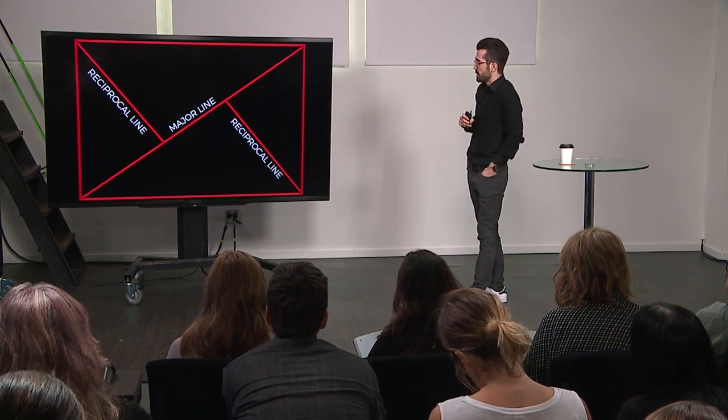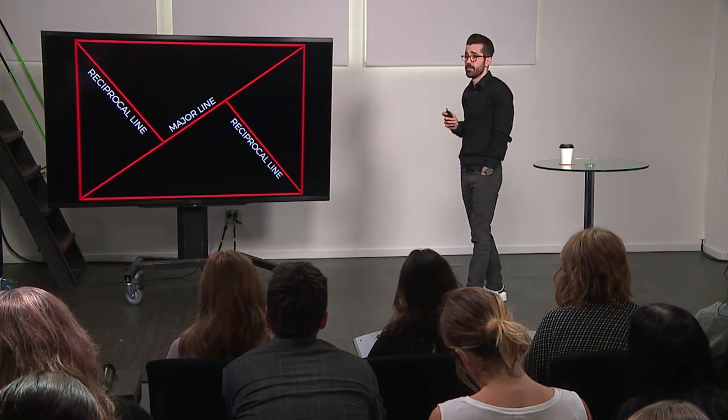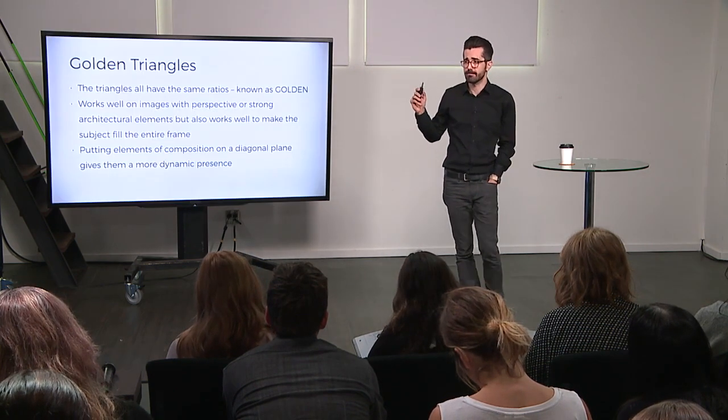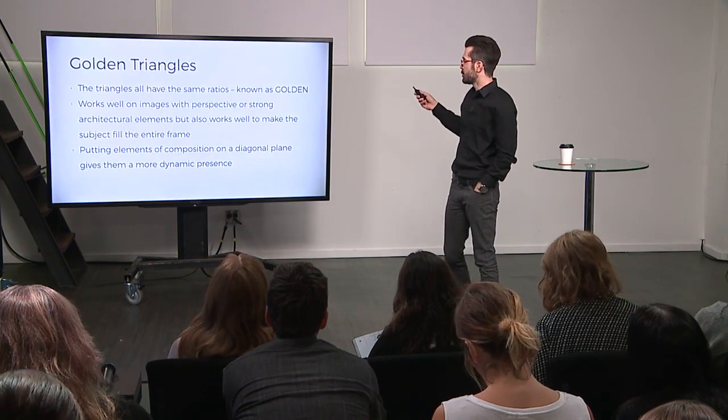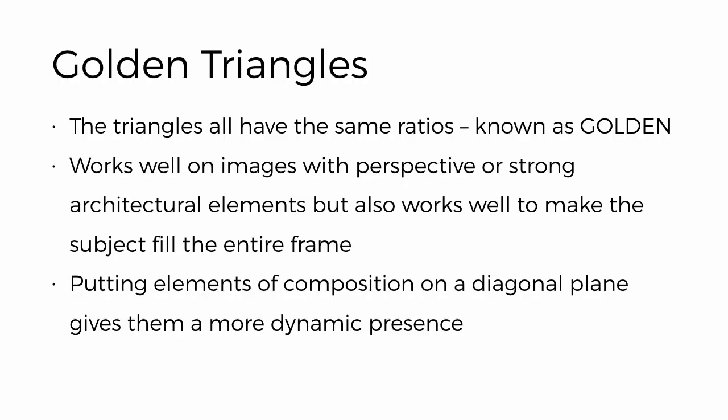Kind of looks like a really stupid envelope. So the triangles all have the same ratios. These are known as golden. And as opposed to the rule of thirds, the golden triangles works really well with perspective, things disappearing into the distance, architectural elements, and even making the subject fill the entire frame.